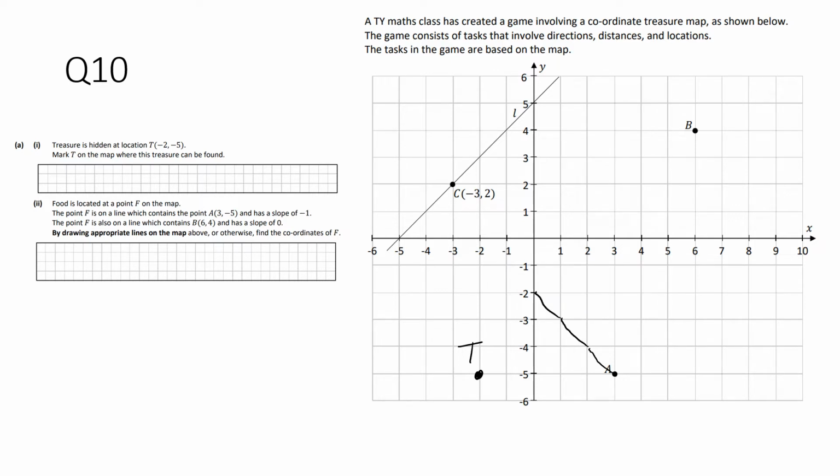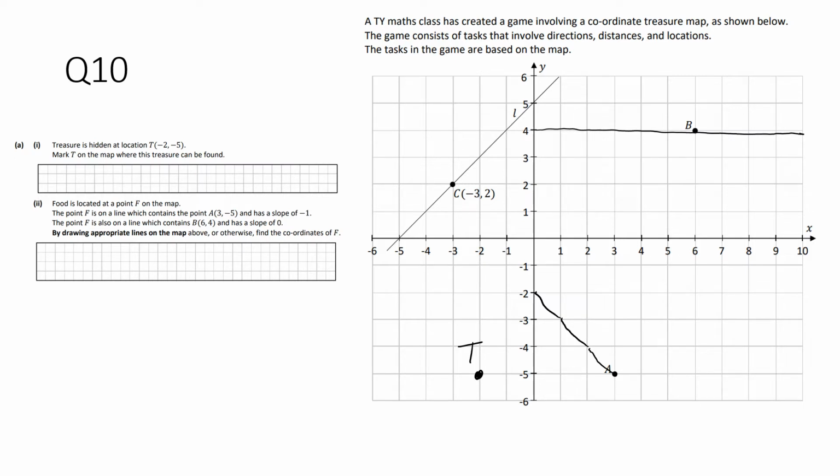So the point F is also on the line which contains B, which is 6, 4. 6, 4 is here, and that has a slope of 0. So if it has a slope of 0, it's a straight line.